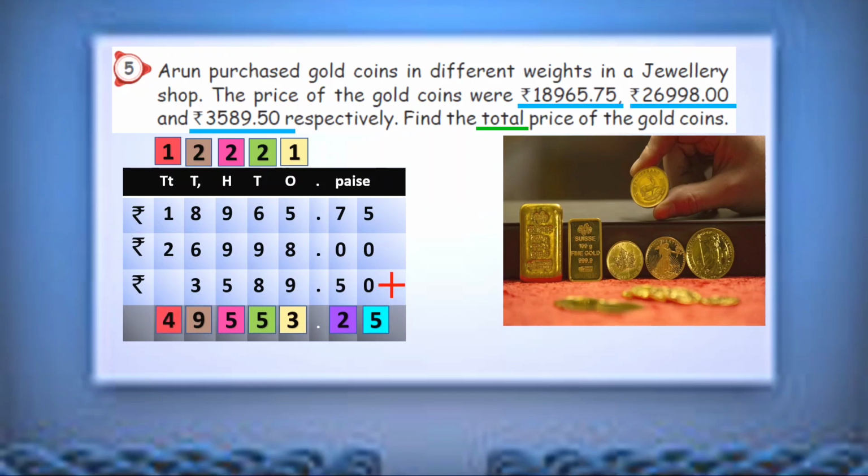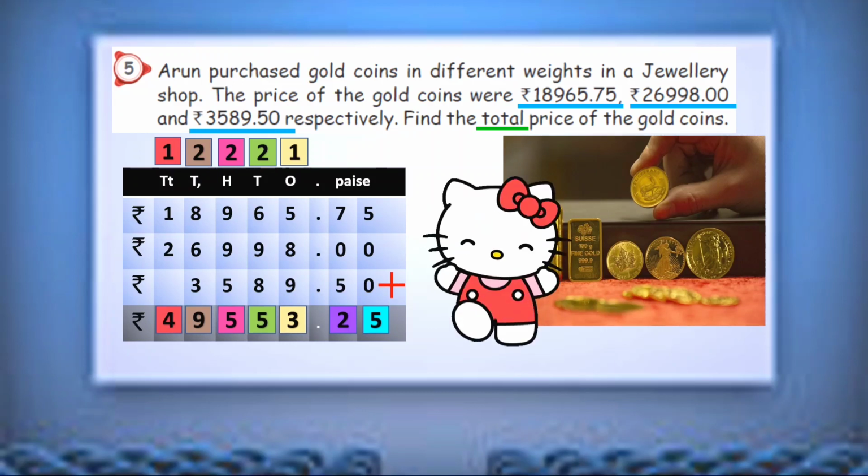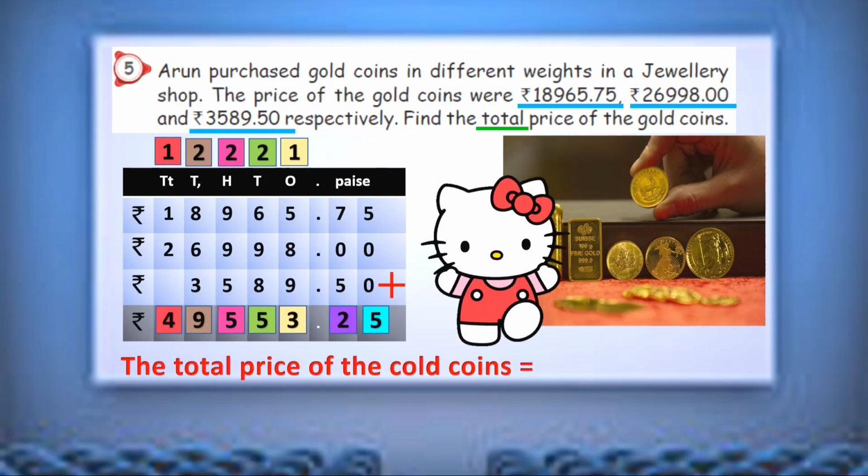So mention that 4 here and mention the rupee symbol also. Without the rupee symbol, it's just a number. Okay. To denote that value as money, you have to mention that rupee symbol also. You understand what I am saying? Very good. So the total price of the gold coins is equal to rupees 49,553 and 25 paise. Right?